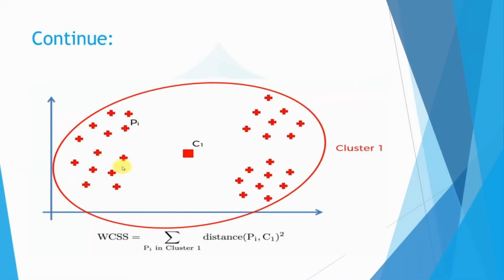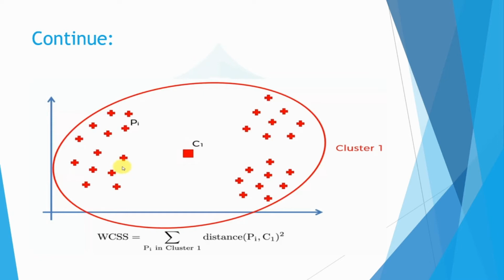In this, the data set is the previous data set only, but instead of 3 clusters we are taking 1 cluster only. So C1 is the centroid of the cluster and Pi are the data points. We will calculate the distance of each data point from the centroid and then square them, and after squaring them we will make the summation of them.